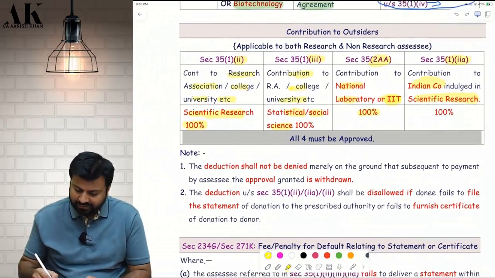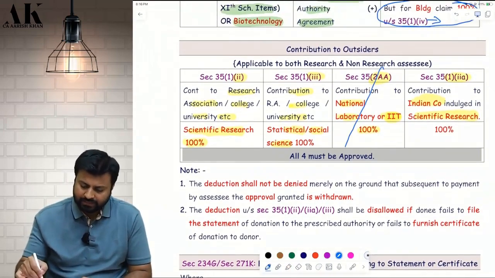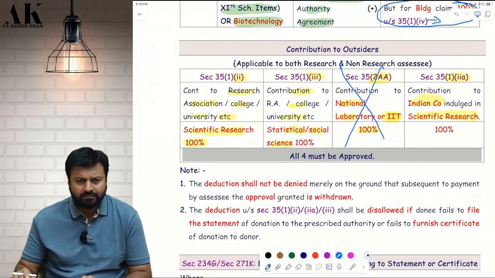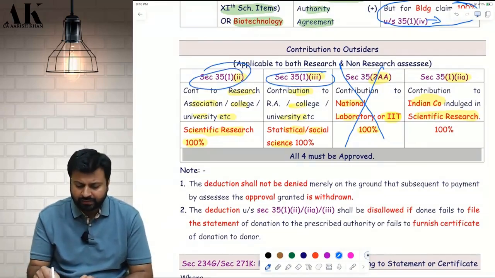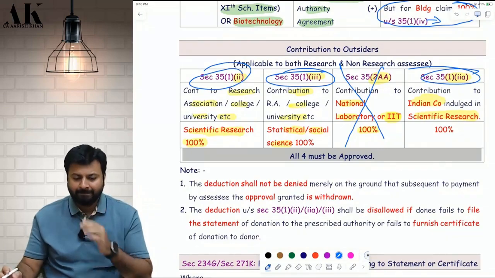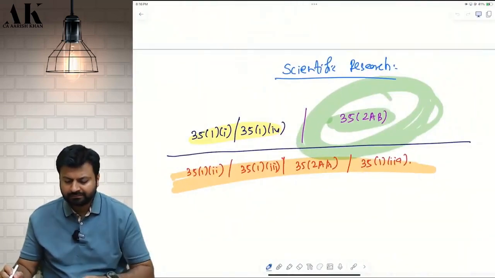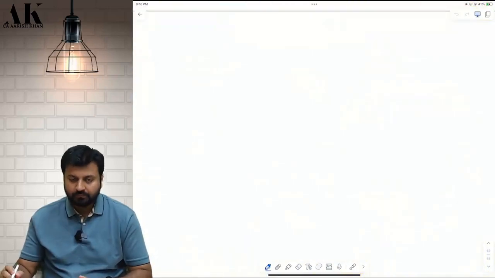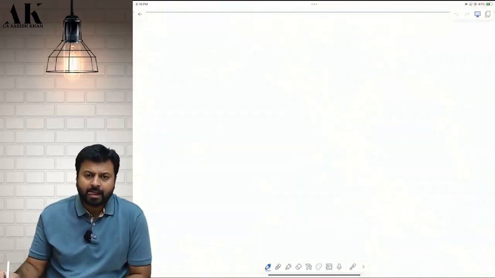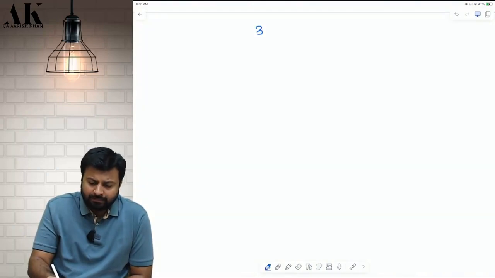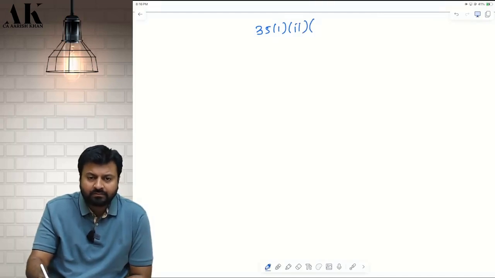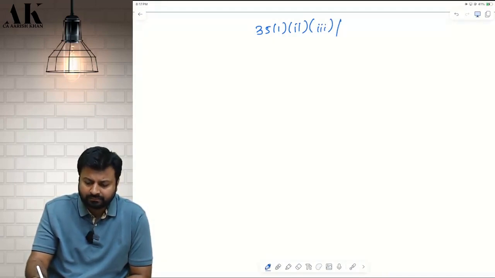Now, out of these 4, just ignore this, and we will talk about the rest of 3. Who are the rest of 3? Section number 35, 1, 1, 2. Then 1, 3 is for whom? Statistical and social science. And the third one is 2A. 2A is for whom?